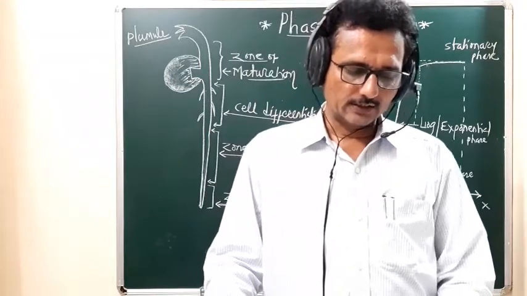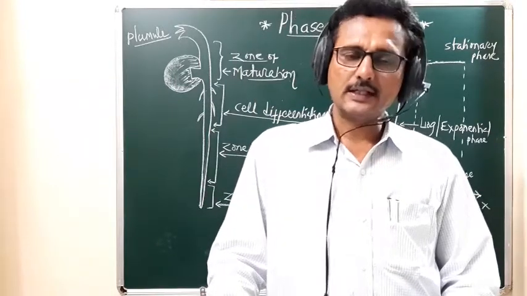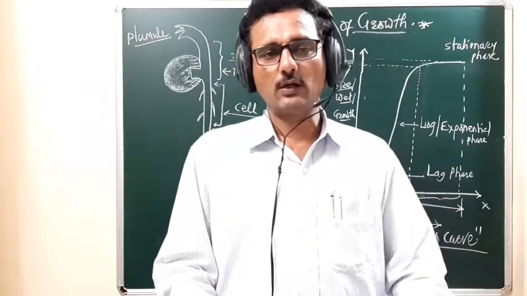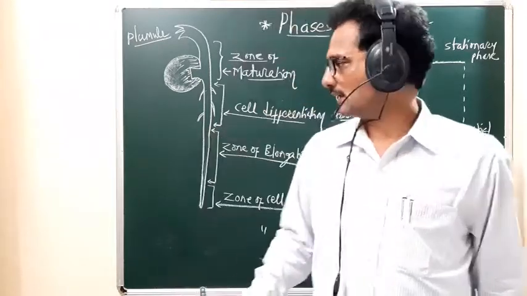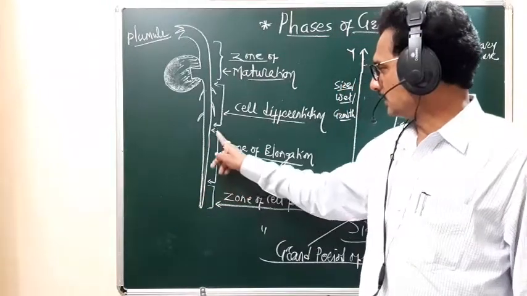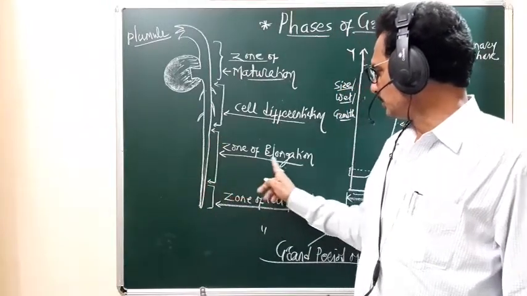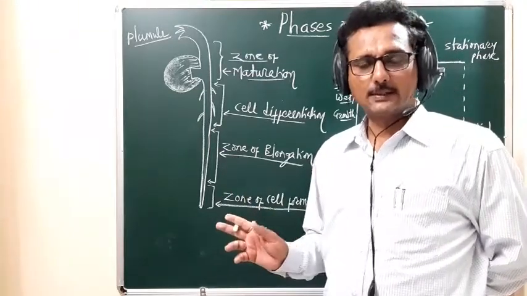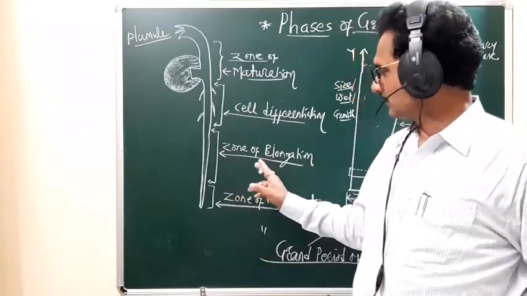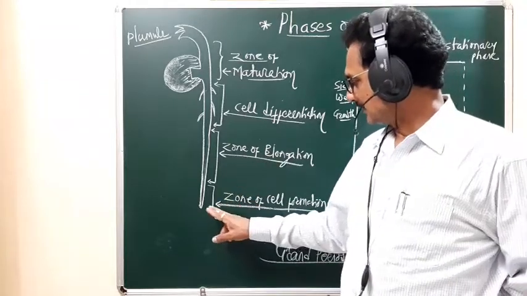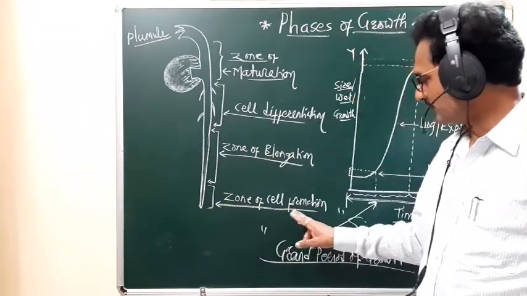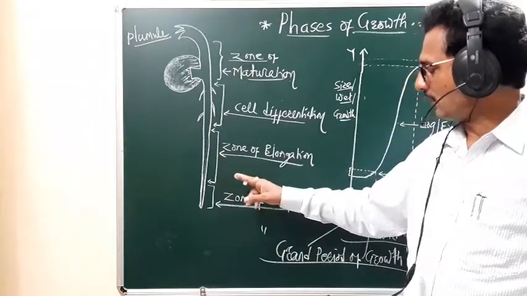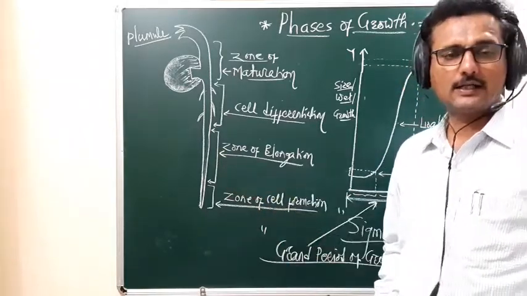Then the next question, question number 10. Which of the following is true for the phase of elongation? This question is asked on the zone of elongation. Students, we are seeing what happens in the zone of elongation. The cells are formed from the zone of cell formation, or the meristematic phase, and when those cells are formed, they get elongated.